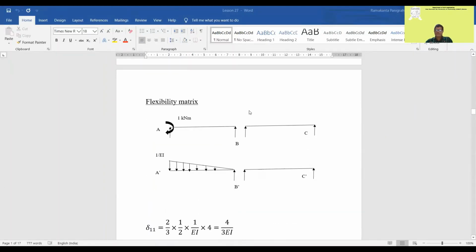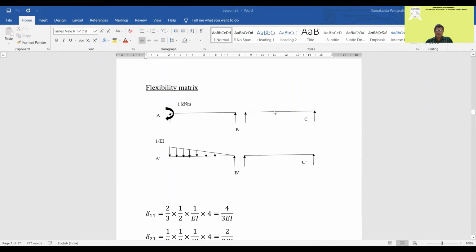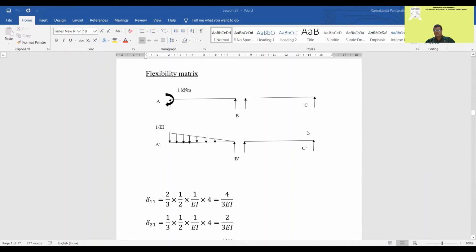Now we'll find the flexibility matrix. How do we find the flexibility matrix? What we have discussed: to find the flexibility matrix, if I am interested in the first coefficient, delta 1,1, I have to apply a unit force in the direction of 1 and then calculate the displacement at 1 and displacement at 2. That will be the first column, delta 1,1, delta 2,1.